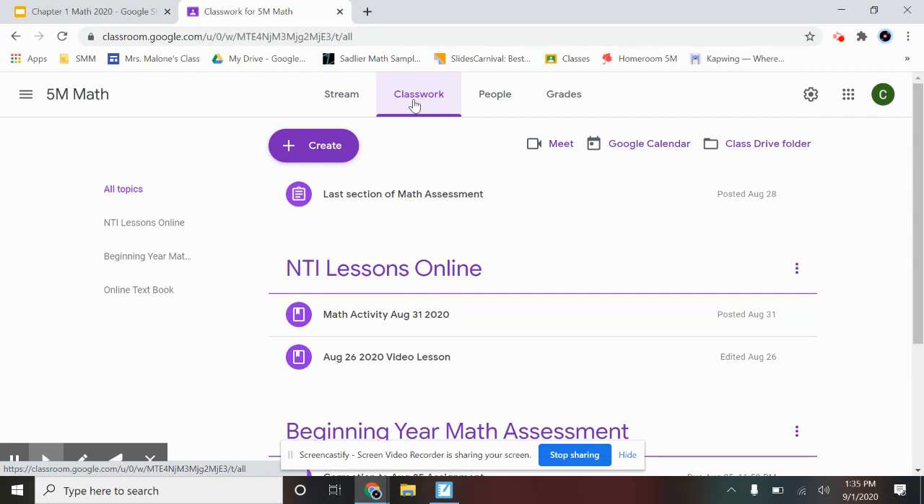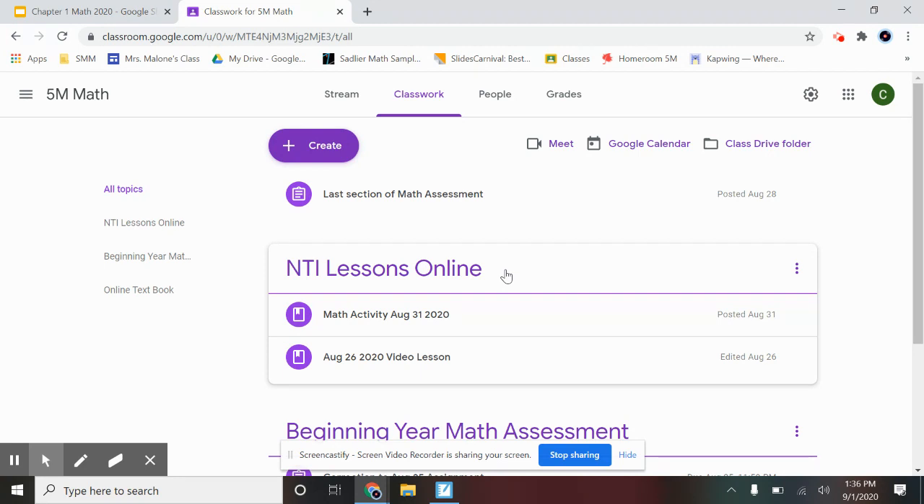So I want you to take a minute. I'm in 5M math class, right? And I have kind of this section in the classwork spot that says NTI lessons online. Most of the time when you see something in there, that is for the kids who are choosing to do school from home. So your classmate is Carson, but there are other classmates in the other classrooms who have chosen to do school that way.